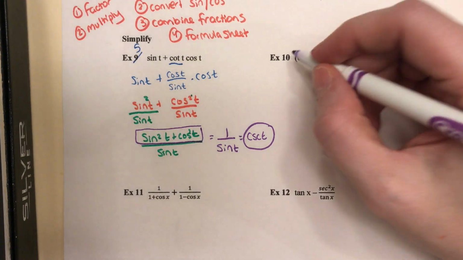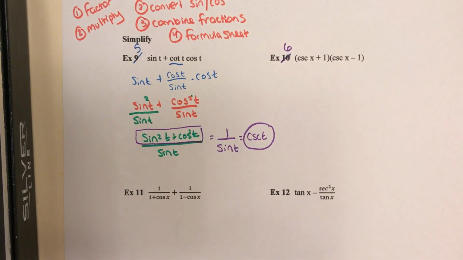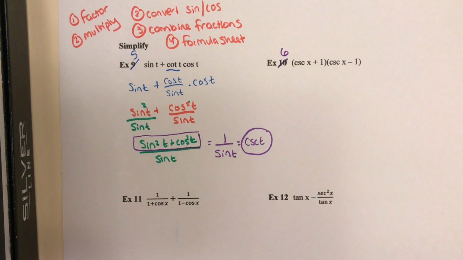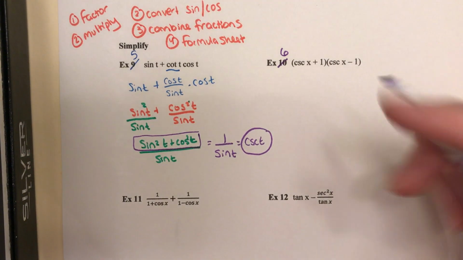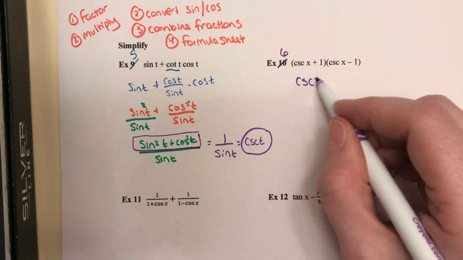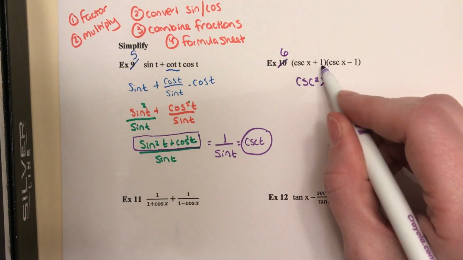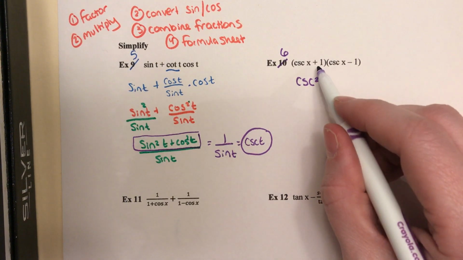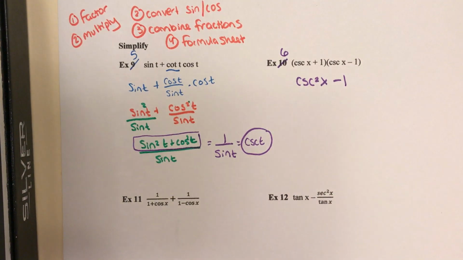Okay, let's go on to question number 6. Now 6, I can't factor it, it's already been factored. Another thing we could try is to multiply. I could multiply these together. I'm going to have to FOIL that to do that. So first gives me cosecant squared. Outer and inner would cancel since these are conjugates. And then last would give me minus 1.